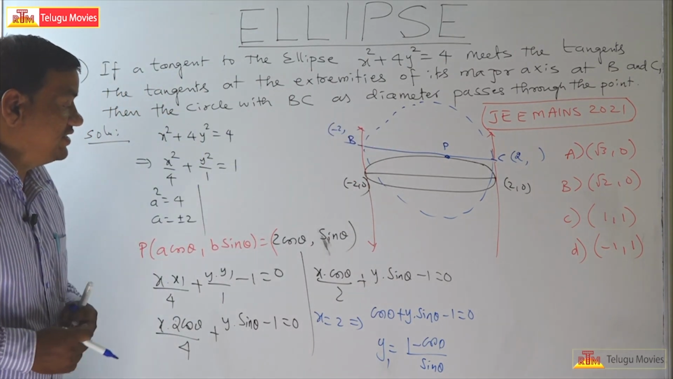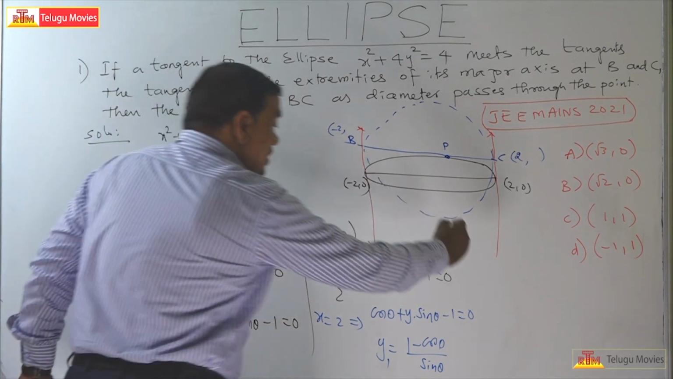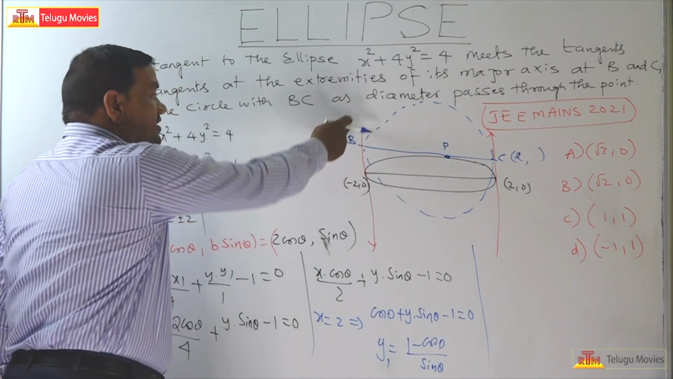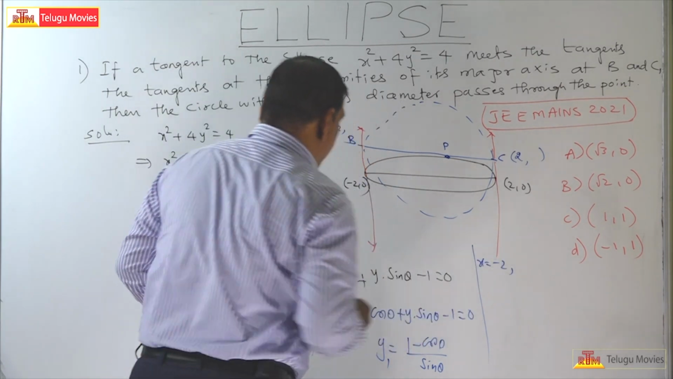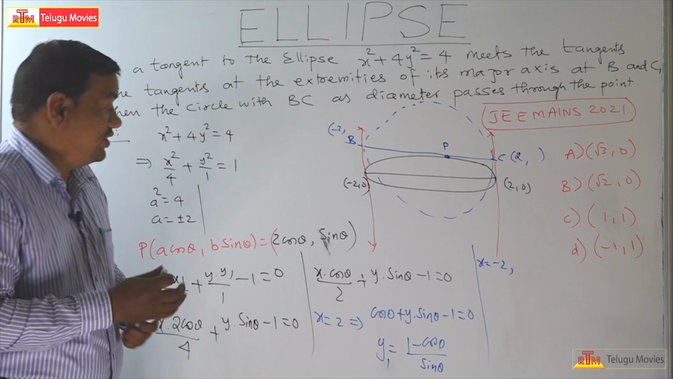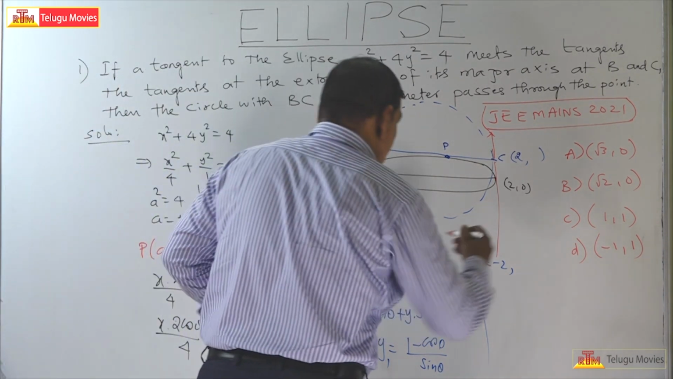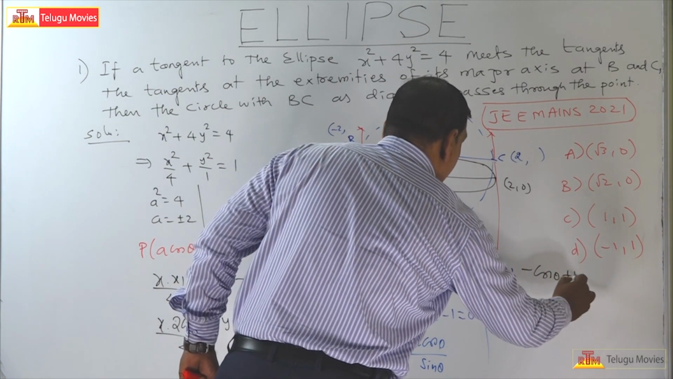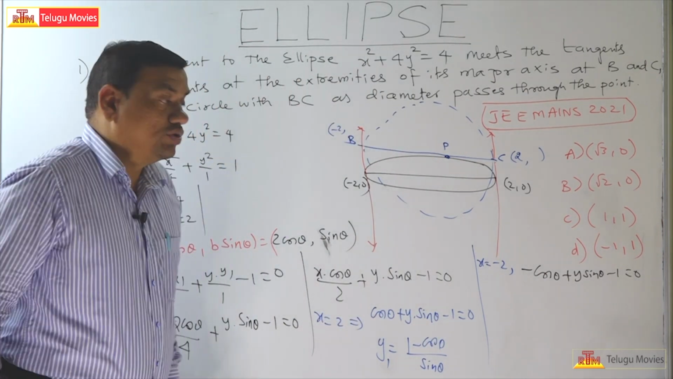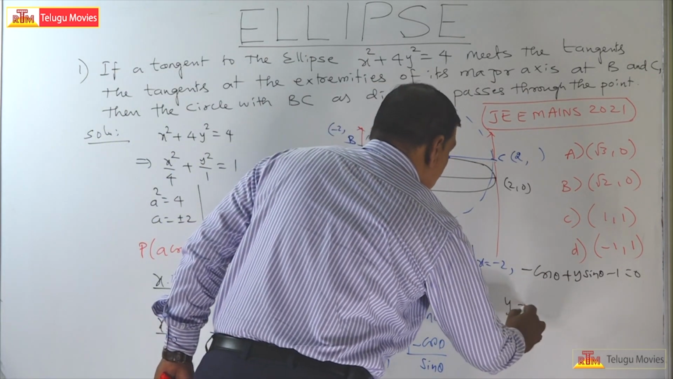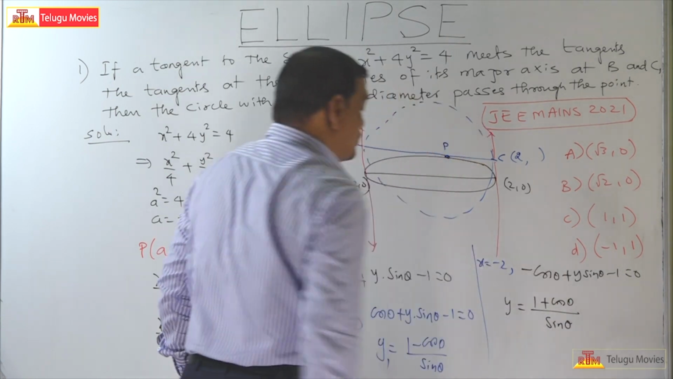So therefore the point C is (2, (1 minus cos theta)/sin theta). Now to get this point, substitute x equals minus 2. If you substitute x equals minus 2, then 2 will cancel, minus cos theta plus y sin theta minus 1 is equal to 0. So y is equal to (1 plus cos theta)/sin theta.